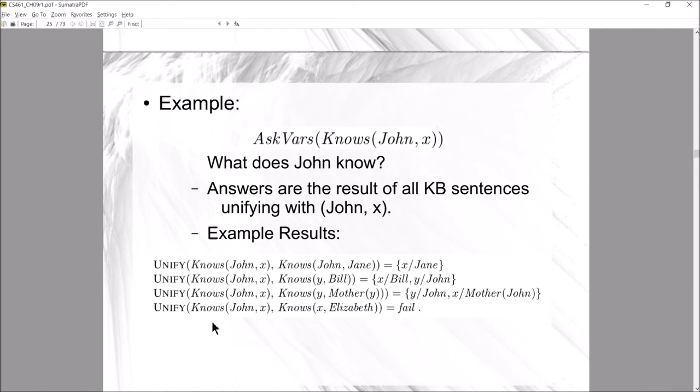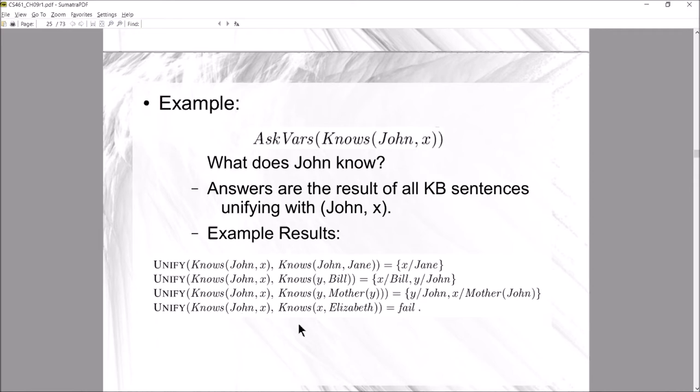Right? Now, if you take a look at this last one, the sentence P is knows John X, and then sentence Q is knows X Elizabeth. There's nothing here that we can provide for X that would make them the same. And so because of that, that fails. And so you can't then say that John knows Elizabeth.